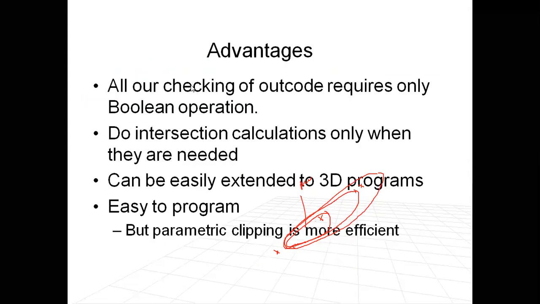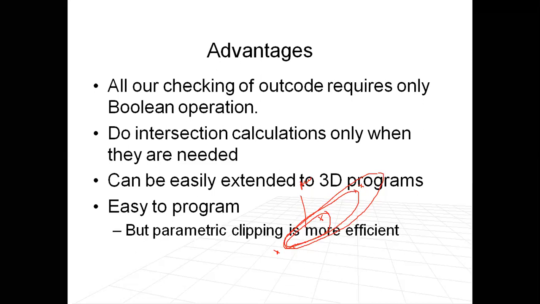Let's go through certain advantages and disadvantages of the line clipping algorithm, and a few things that you have already understood now. All our checking of outcodes requires only Boolean operations, as you have seen. By checking the Boolean operations only, we can decide whether it is trivially accepted, trivially rejected, or clipping has to be performed. Then another advantage: do intersection calculations only when they are needed.